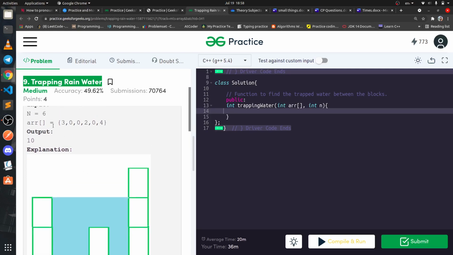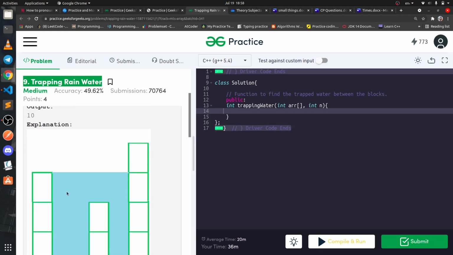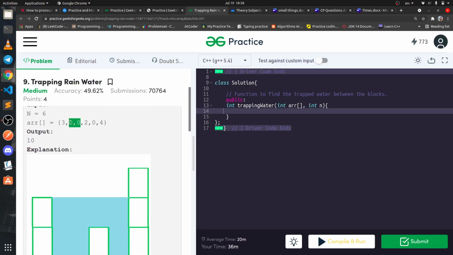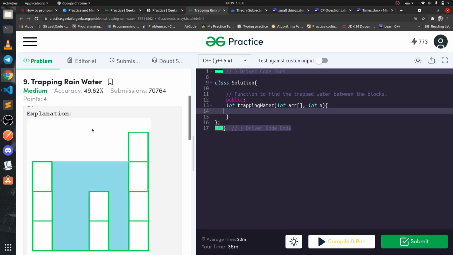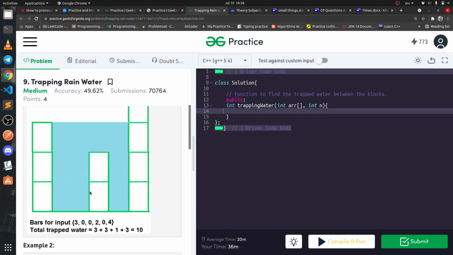As you can see, this diagram is for this array. The first element is 3, then 0, 0, 2, 0 and 4. So we have to calculate the amount of water that can be trapped between these blocks.